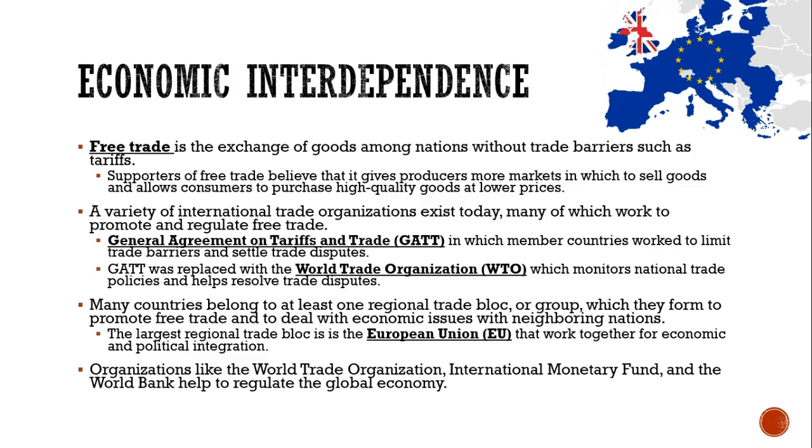A variety of international trade organizations exist today, many of which work to promote and regulate free trade. The General Agreement on Tariffs and Trade, or the GATT Treaty, is one in which member countries work to limit trade barriers and settle trade disputes. GATT was replaced a little bit later with the World Trade Organization, or the WTO, which monitors national trade policies and helps to resolve any trade disputes that might occur.